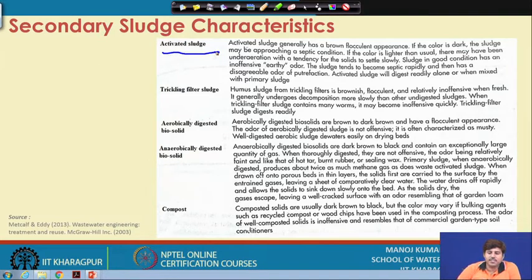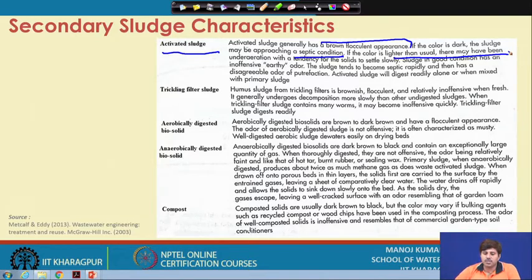Then if we see the characteristics of the secondary sludge, which for the most part comes from the activated sludge process, it generally has a brown flocculent appearance, because the bacteria which accumulate also form flocs. If the color is dark, the sludge may be approaching septic conditions. That means if the color is turning darker or blackish, there is a possibility that there is not enough oxygen available, the conditions are turning anoxic, and that way the sludge is turning septic. If the color is lighter than usual, it may have been under aeration with a tendency of the solids to settle slowly.